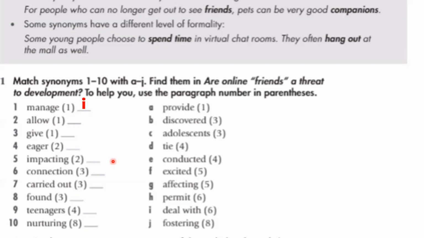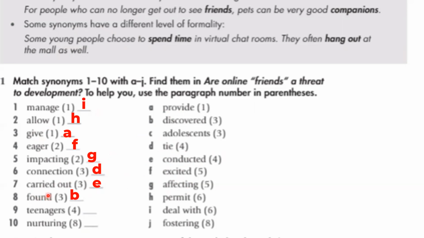Okay, now let's check the answers. For the word number 2, that is allow, the synonym is the one with letter H, permit. Allow and permit mean the same. Then give is the same as provide. Then eager will be the same as excited. Impacting, its synonym is affecting. The synonym of connection will be tie. And the synonym of carried out, in this case, will be conducted.